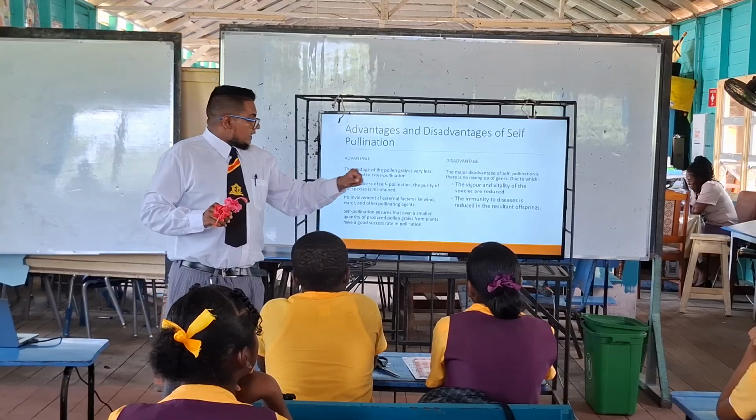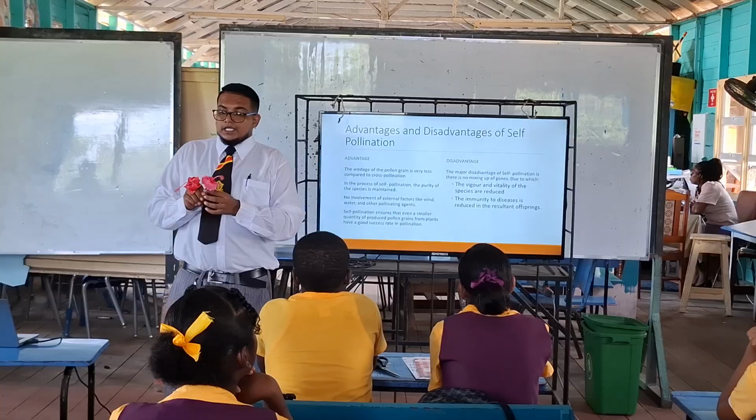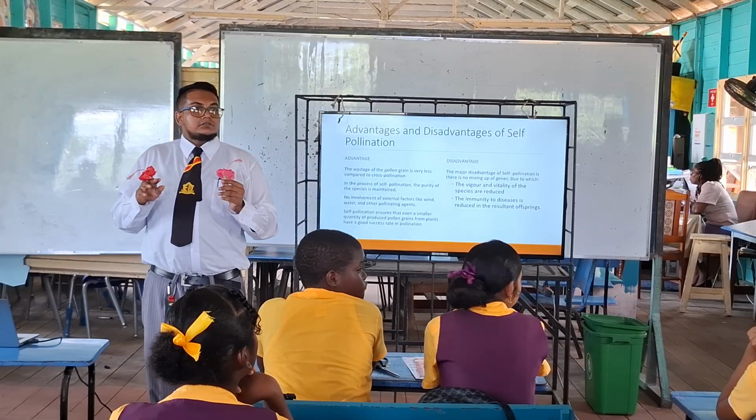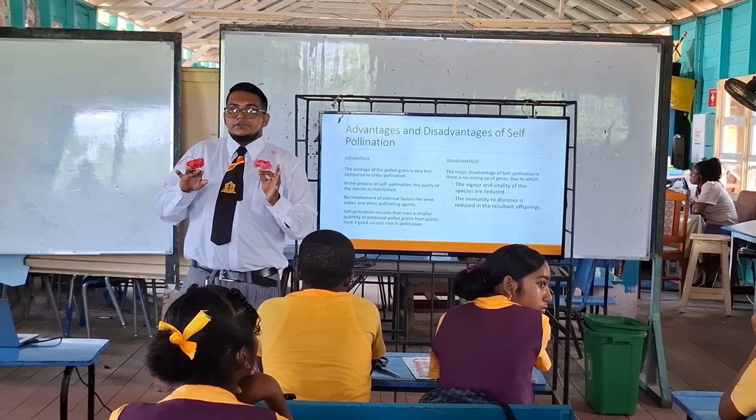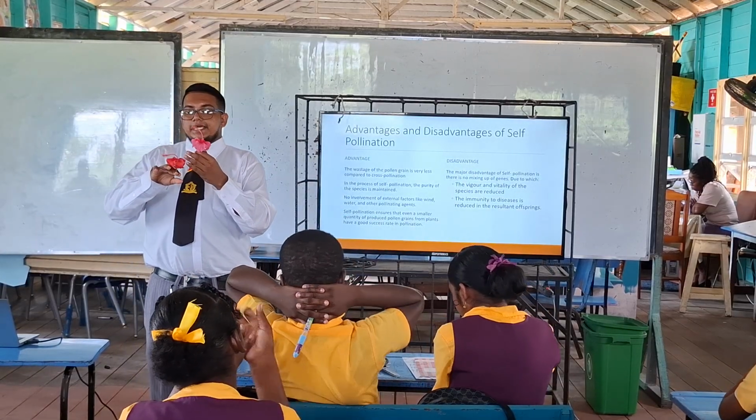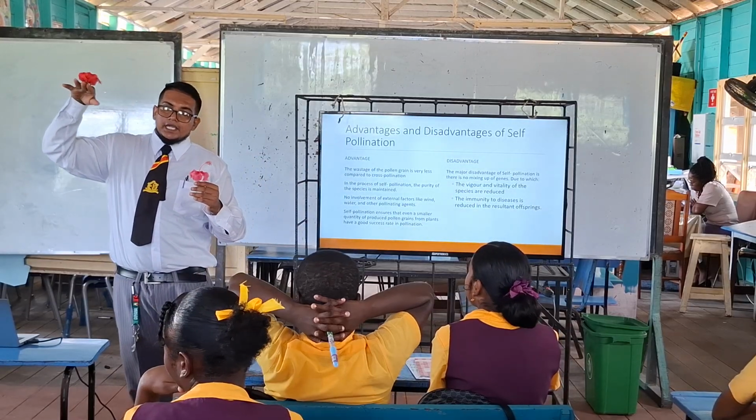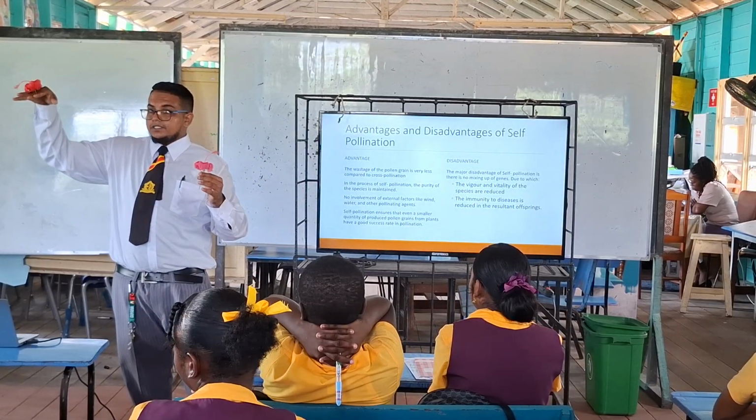In the process of self-pollination, purity is maintained. The flower doesn't change. When you self-pollinate, it doesn't change. You can keep the same color, the same shape, the same everything, right?